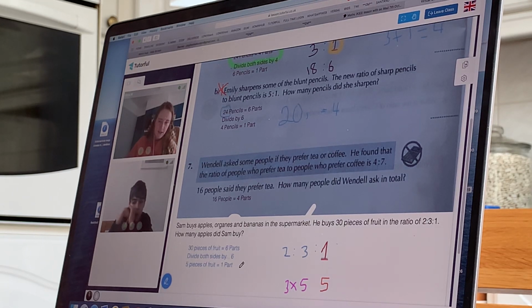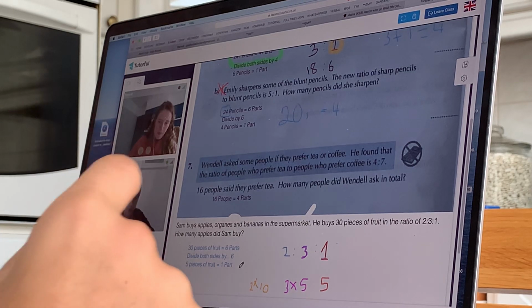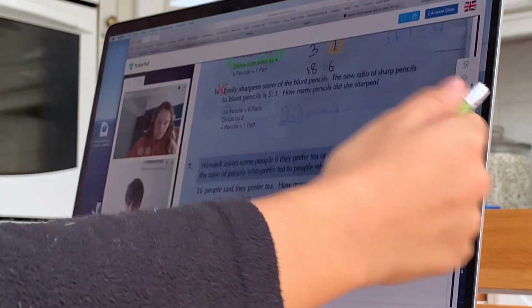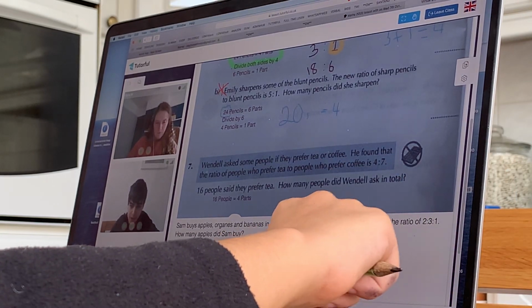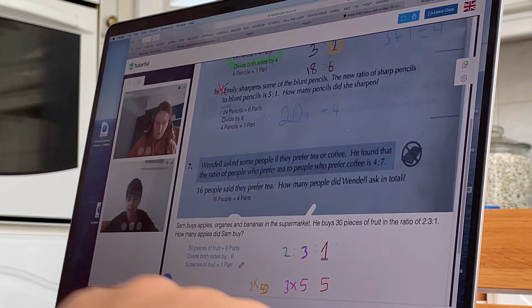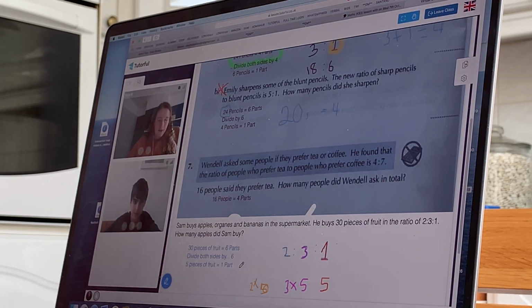And because there's 2 parts apples, 2 times 5 is 10 apples. Is that okay? Is this what you've done? So 5 times 1 is 5, 5 times 3 will be 15. So you just multiply by how much the ratio is. Once you find out one part, you can just multiply out through the rest of the ratio, and then you can figure out which is which.